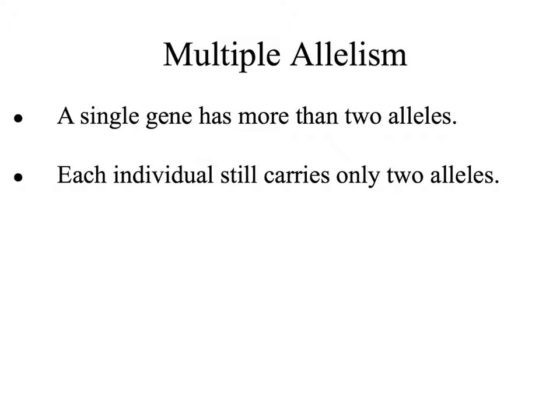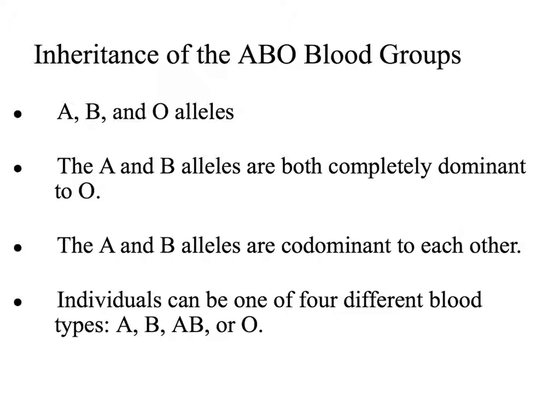We need to remember, though, that just because there are multiple alleles, more than two, each individual still only carries two alleles each. One well-known case of multiple allelism is in blood types in humans. In this case, we see that there are three possible alleles: A, B, and O. The A and the B alleles are both completely dominant to the recessive O. A and B are codominant with each other. Individuals can be one of four different blood types: type A, type B, type AB, or type O.